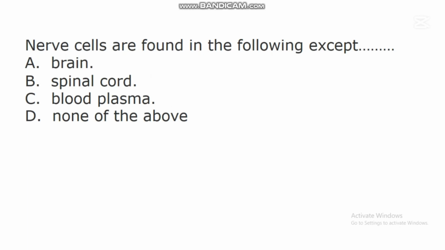The next question says, nerve cells are found in the following except dash. A. Brain. B. Spinal cord. C. Blood plasma. D. None of the above. In this question, the correct answer is C. Blood plasma. Studies have shown that the cells called nerve cells are found in the brain. These cells can also be found in the spinal cord, but these nerve cells cannot be found in blood plasma.